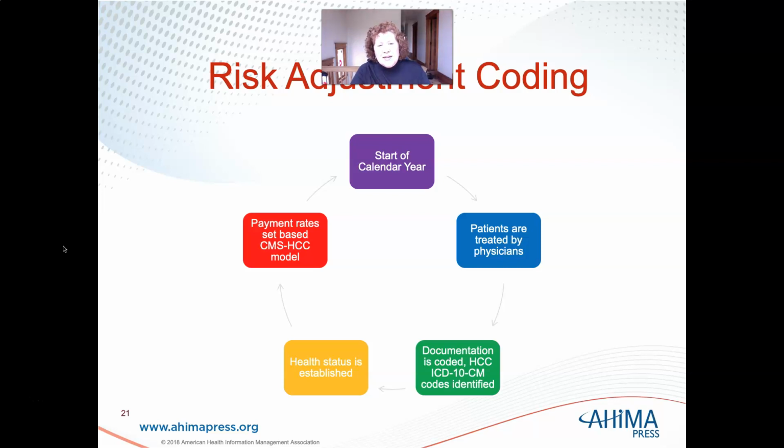And then the health status is established based on those HCCs that were reported. Then CMS identifies, okay, the patient has these HCCs, and this is how it plays out in their system. They set the payment rate for the next year based on that. So if you don't code any HCCs this year, next year, when your payment rate comes through for your patients, it's going to be a lot less than a practice that is coding and reporting their HCCs on their patients this year. Their payment's going to be higher because the patient has these HCCs that have been reported.